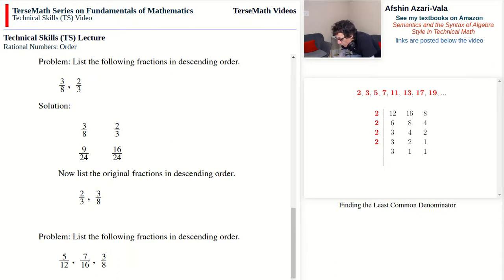Now 2 doesn't work anymore. So we move on to the next prime, which is 3. And we notice that we can use 3 because this 3 is divisible by it. We write 3 down, and then divide anything that's divisible by 3, we divide by 3 and write down the results. Once we get to 1, 1, 1, everything is 1, we're done.